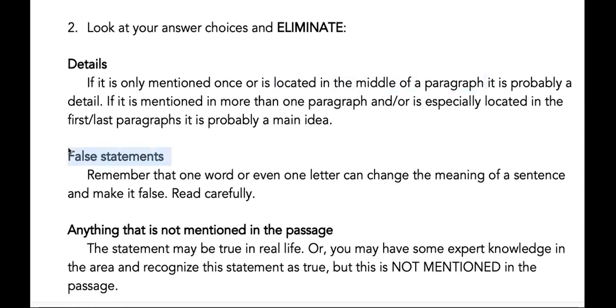We're going to eliminate anything that is false, right? If you remember from the reading, oh yeah, that's the opposite of what the reading says. We want to get rid of that, obviously. And then we want to get rid of anything that is not mentioned in the passage, right?